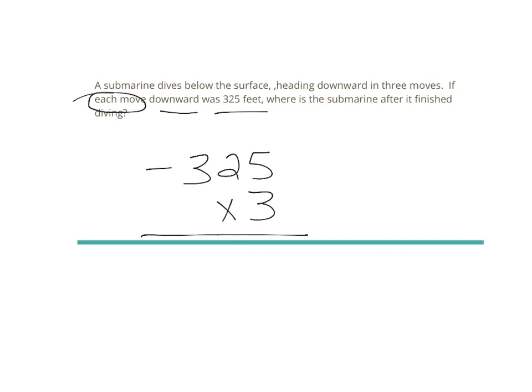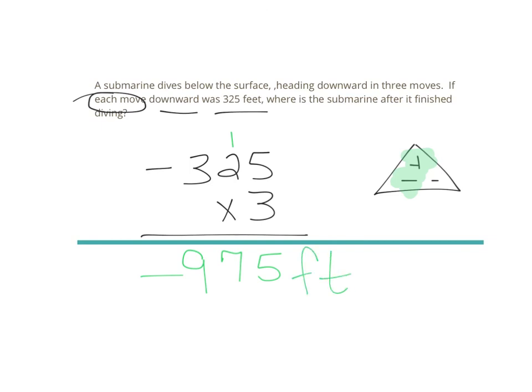Each, every, repeated. Those are my code words that say, hey, this is a repeated addition problem, which I probably need to work as a multiplication problem. 3 times 5, 15. 3 times 2 is 6 plus 1, 7. 3 times 3. Here we go. I have a negative times a positive, so my answer is going to be negative. So after he finishes diving, he is at negative 975 feet, and you could say feet below surface level.